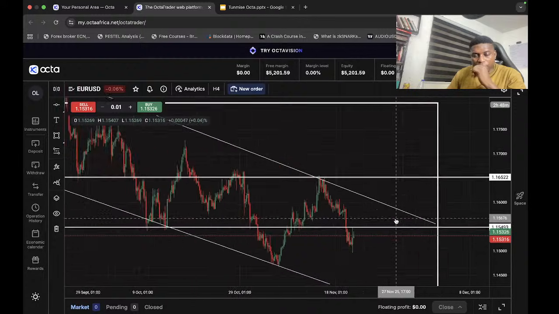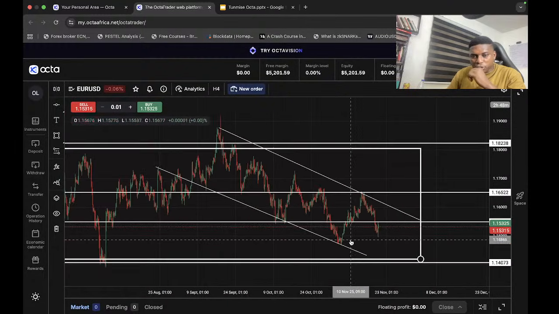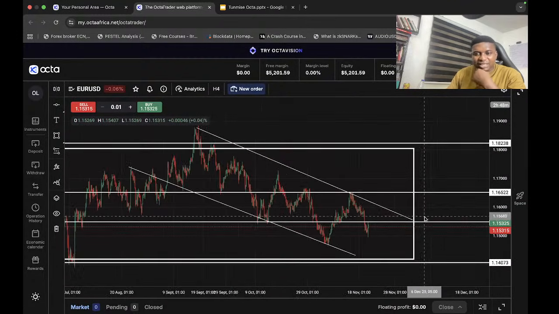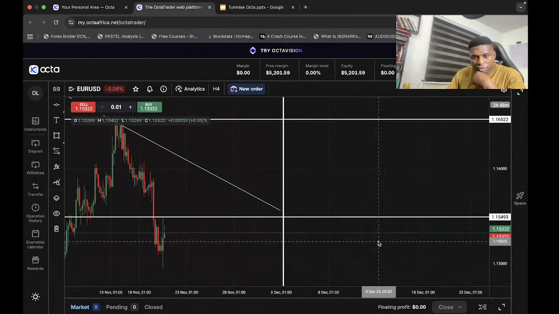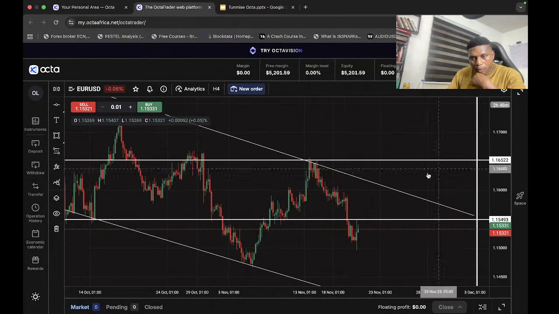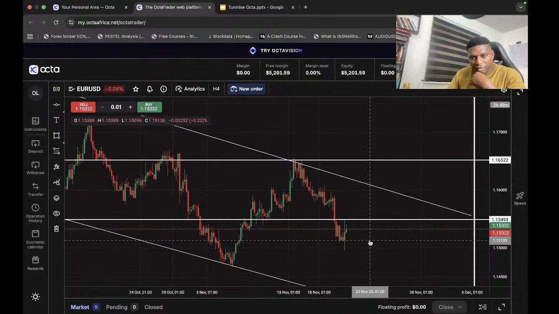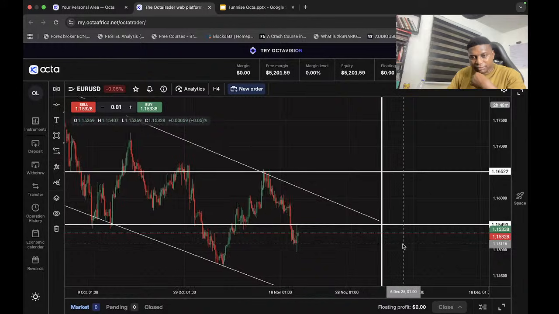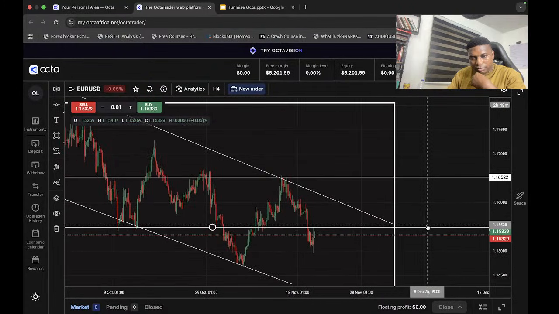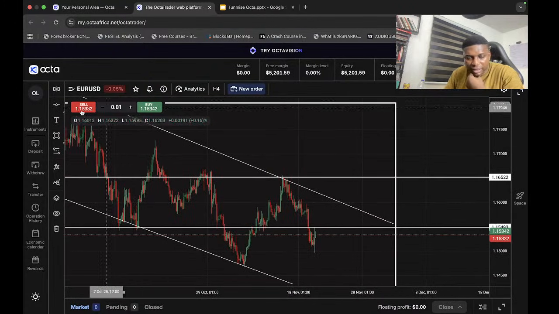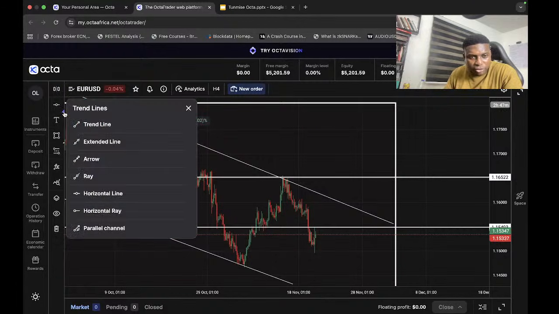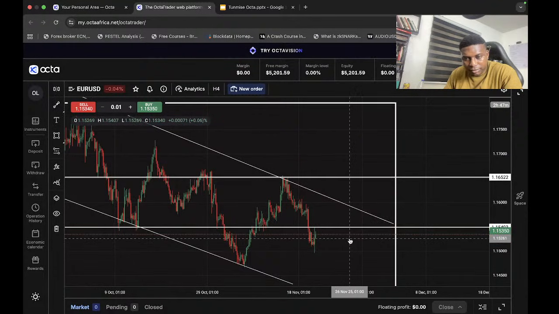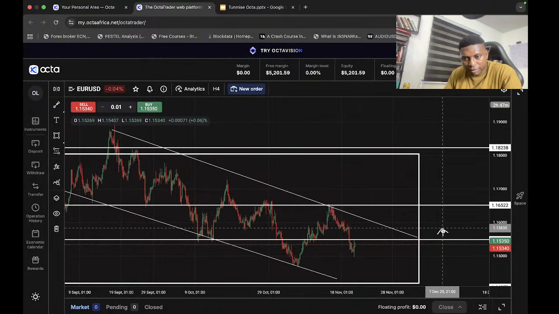Now from this zone, what do you see? What do you think price is going to do next from this zone? What I think price is going to do next from this zone is to further drop down. I see price dropping down further from here.